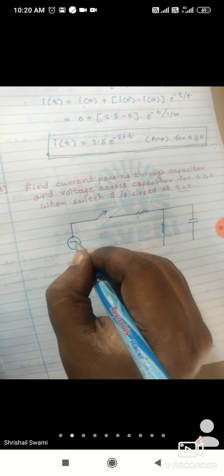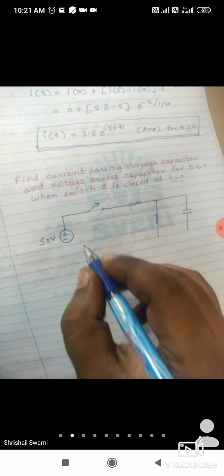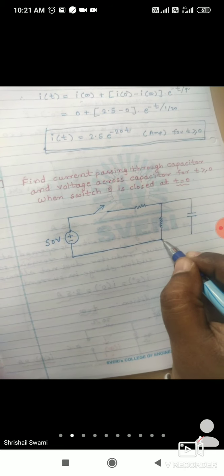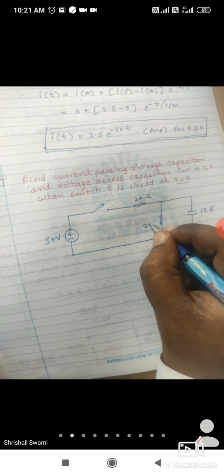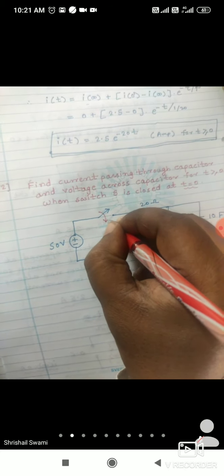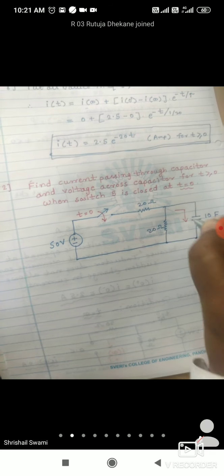The supply voltage is the same, that is 50 volt here. The capacitor value is 10 farad. Resistors will be the same, 20 ohm, and the switch is closed now. It is closing at t equal to 0, and they are asking to find out this current I of t as well as the voltage across this, V of t.